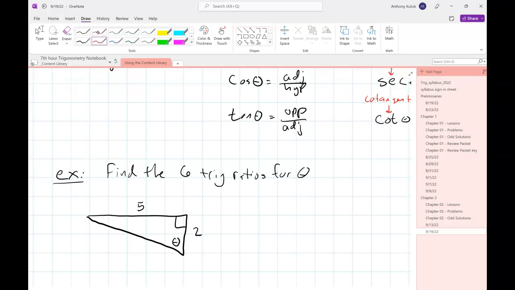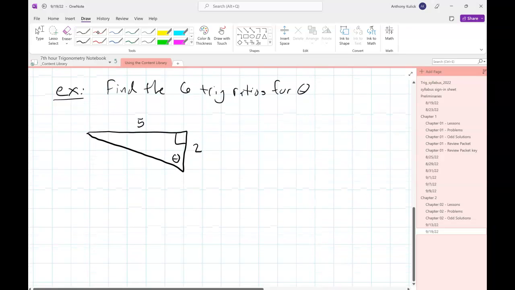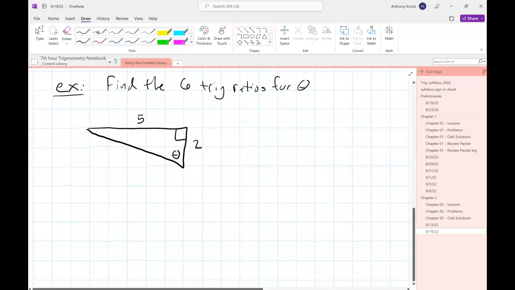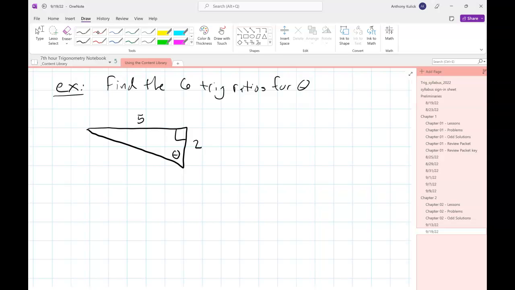So let's say I ask you guys to find the 6 trig ratios for theta, and I give you this triangle. What's the first thing you should notice right away? It's a right triangle, great. Did you notice anything odd about this right triangle?